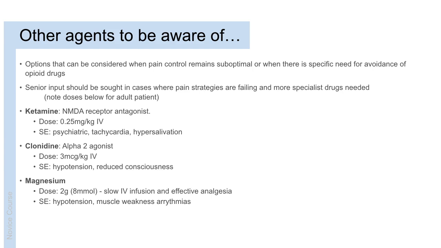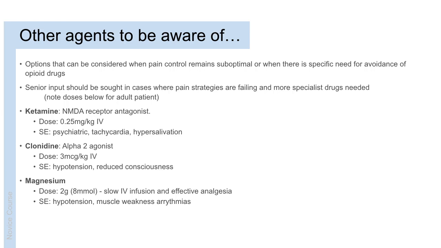definitely be sought. So ketamine, which can be used to treat postoperative pain, is an NMDA receptor antagonist, and the dose for effective analgesia is 0.25 milligrams per kilogram intravenously. It is an effective analgesic but has a variety of side effects, including psychiatric, cardiovascular, such as increased heart rate and blood pressure, and hypersalivation. The alpha-2 agonist clonidine has been proven to have effective analgesic effects and can be used in 3 micrograms per kilogram intravenously. Its side effects include a drop in blood pressure, and also it can be sedative.